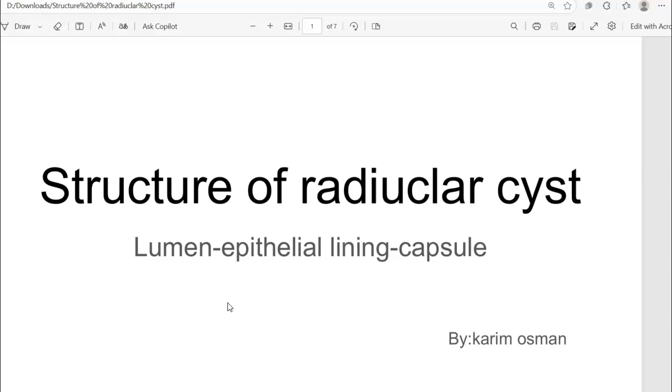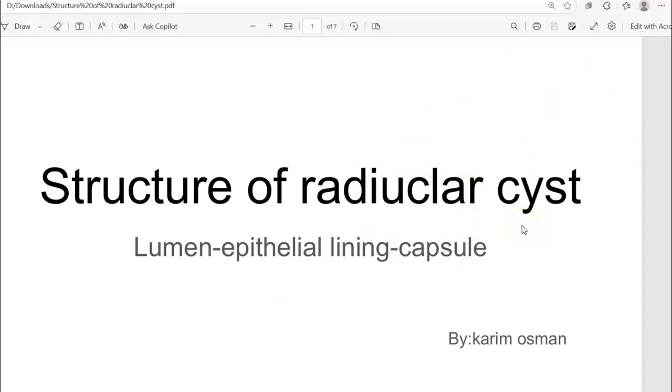Today I want to talk about a topic that has been faced a lot by us this year. It's mostly mentioned in many courses such as radiology and endo, and it will be mentioned even more in pathology, which is the cyst.